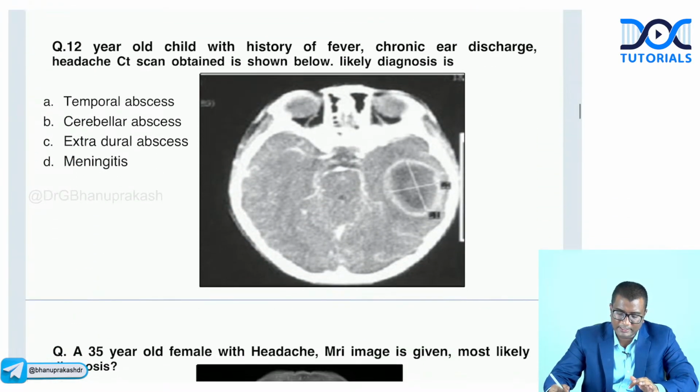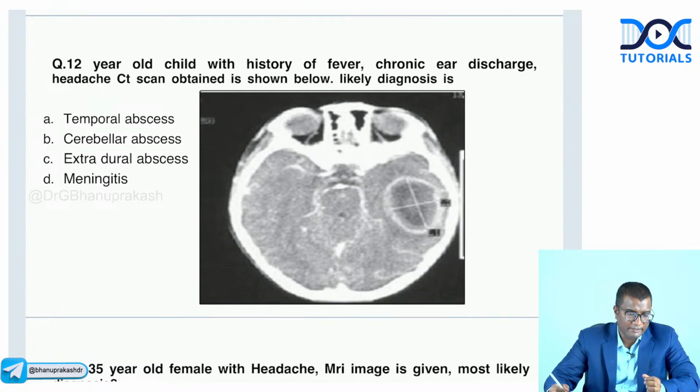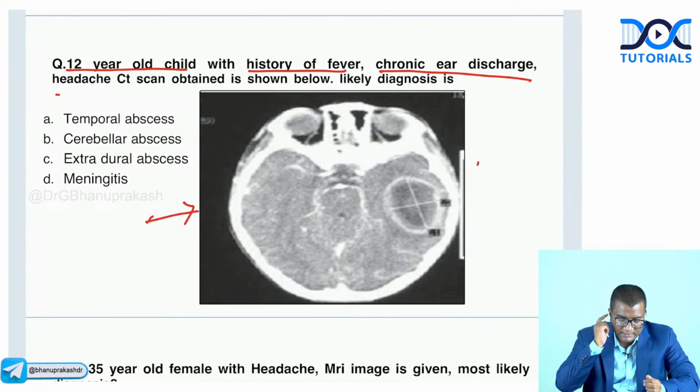Okay. Then let's look at the next question. Try to answer. I'll wait for your answers for this. There is a 12-year-old child with a history of fever and chronic ear discharge, and a head CT scan is obtained and given below. So you can see a head CT that is given. What is the likely diagnosis?